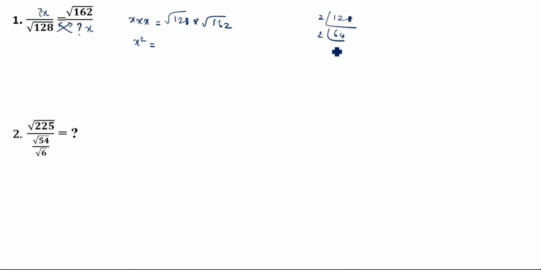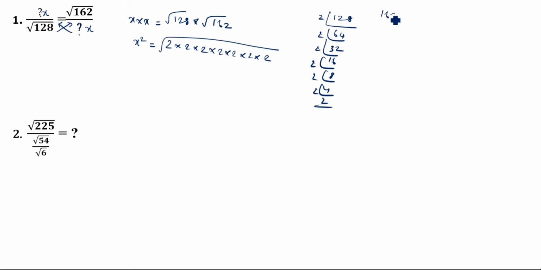2 into 64, 2 into 32, 2 into 16, 2 into 8, 2 into 4, 2, 2. Okay, now we write 1, 2, 3, 4, 5, 6, 7; there are seven 2s, so 128 comes. Now 162, how much comes? 162 is an even number, so it is divisible by 2. That's why we have taken 2.